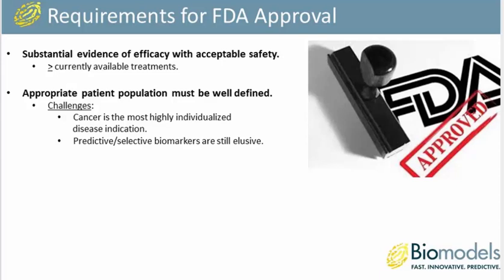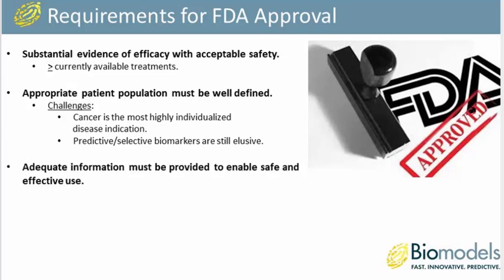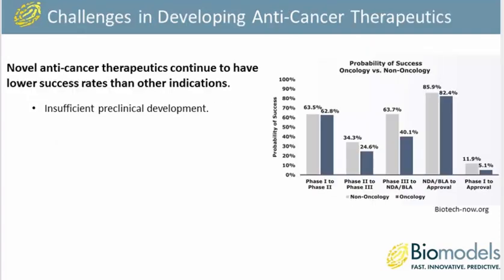Some of the challenges in doing this in oncology is that cancer is most likely the most highly individualized disease indication, and predictive or selective biomarkers still remain elusive. We also need to provide adequate information to enable safe and effective use, and this really comes back to identifying the patients most likely to benefit in oncology. Another challenge is that the patient presentation and clinical treatment is going to vary widely from patient to patient.